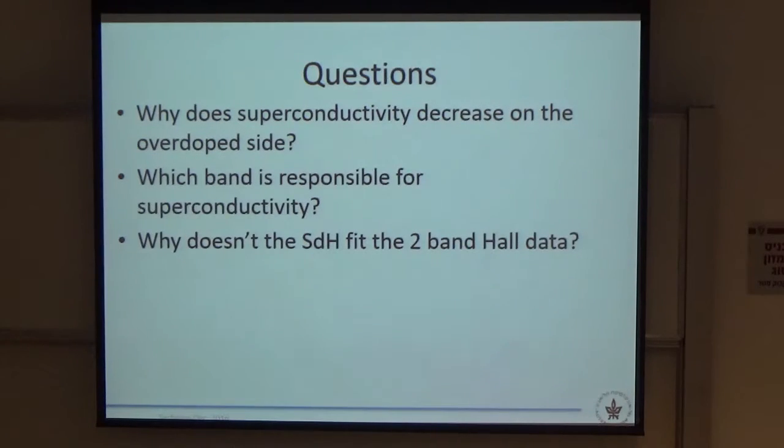And so, okay, these are the questions that I try to answer. Why does superconductivity decrease on the overdoped side? Which band is responsible for superconductivity? And why do Shubnikov-de Haas and Hall not fit?